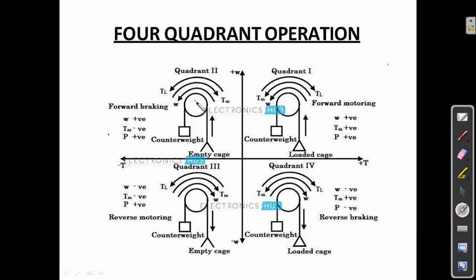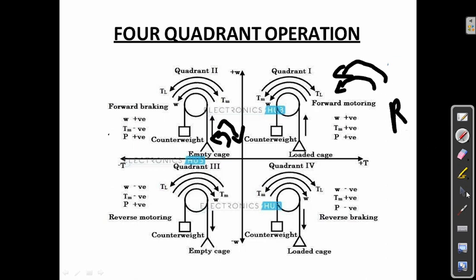Here you can see the motor drive is in the clockwise direction. Tm, the motor torque, is in the clockwise direction, and the speed is in the opposite direction. If the motor torque and the speed are on the same side, the motor will be running. It is in the running condition. There is no stopping of the motor. It will be running, whether forwarding or reversing, because the motor torque as well as the speed are in the same direction.